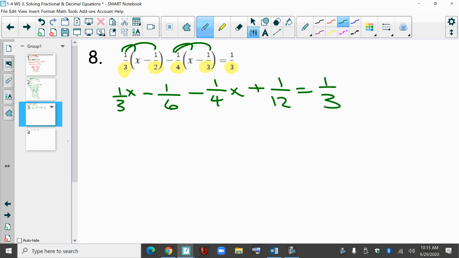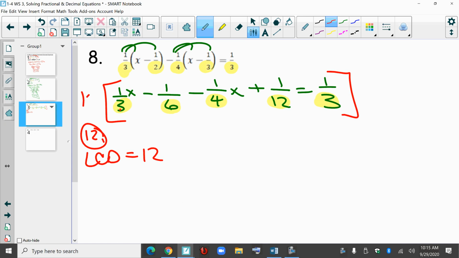So now I have all of my fractions outside of the parentheses, and now I look for my highest number, which is 12. My highest number is 12, so I'm going to go ahead and say, does 3 go into 12? Yes. Does 6 go into 12? Yes. Does 4 go into 12? Yes. So 12 is my LCD. So I'm going to multiply every single term by 12.